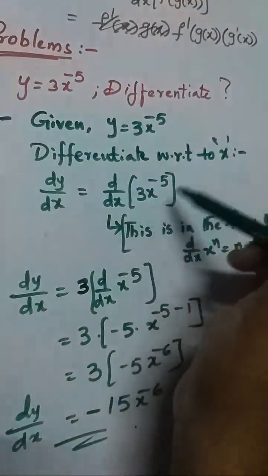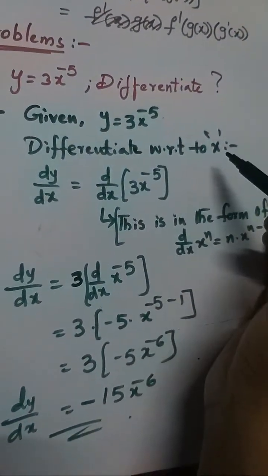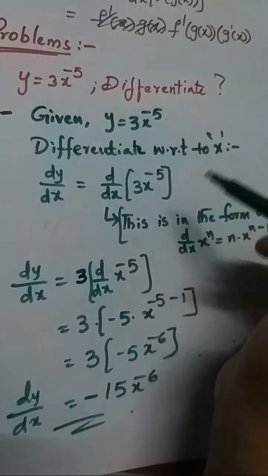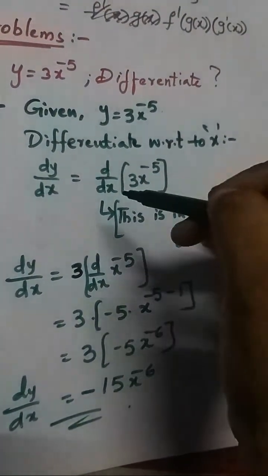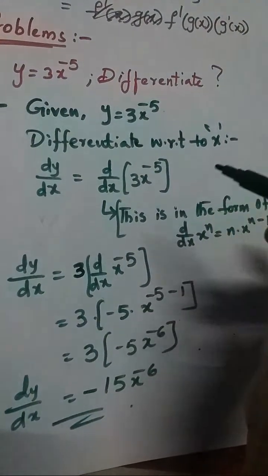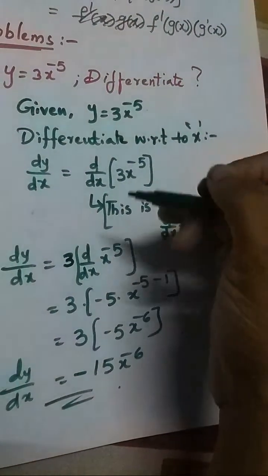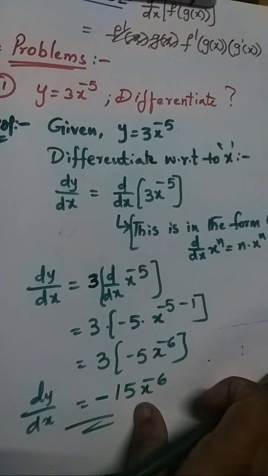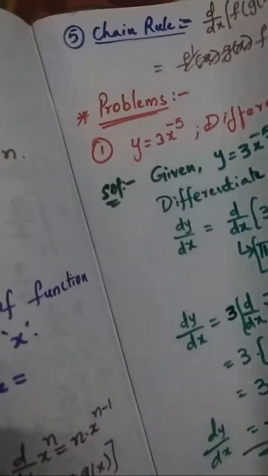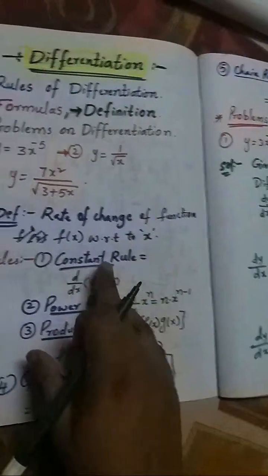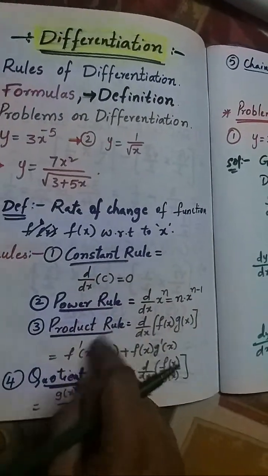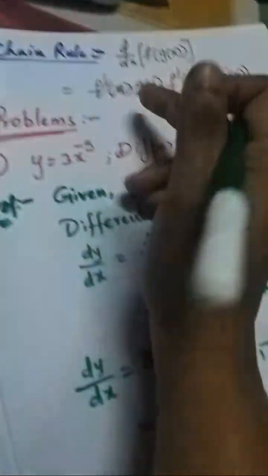Okay, we have to differentiate first with respect to x. Comparing this with the rules, we see which rule is applied here. After seeing which rule applies, we apply it and get the solution. To get the solution we use these 5 rules: constant rule, power rule, product rule, coefficient rule, and the last one, chain rule. Like this we have to use the formula.